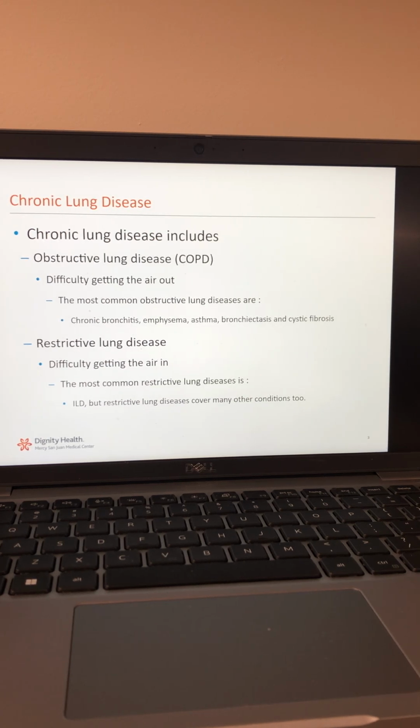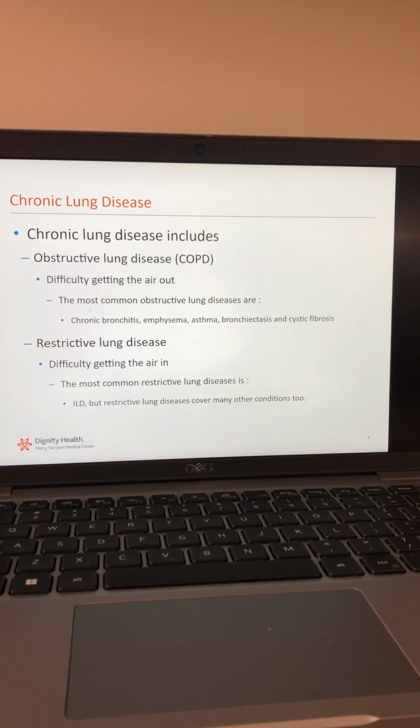There are two types of chronic lung disease. One is COPD, chronic obstructive pulmonary disease. This simply means that you have difficulty getting the air out. You feel like you need to breathe in again before all of your breath is exhaled. The most common obstructive lung diseases are chronic bronchitis, emphysema, asthma, bronchiectasis, and cystic fibrosis.